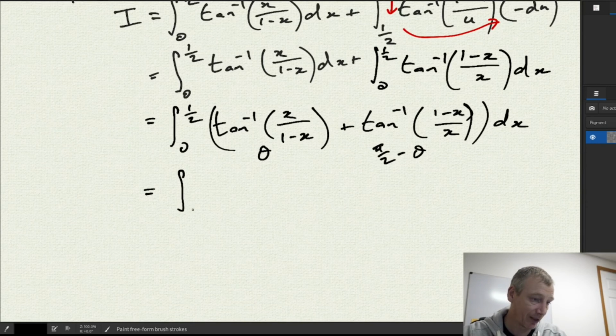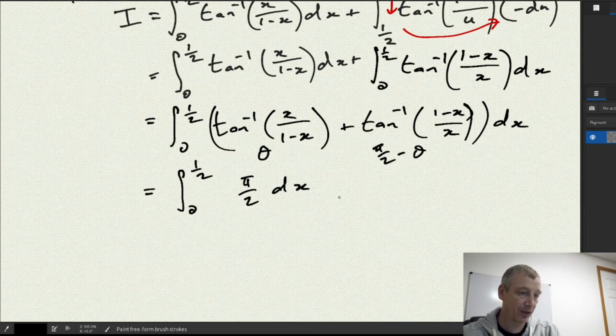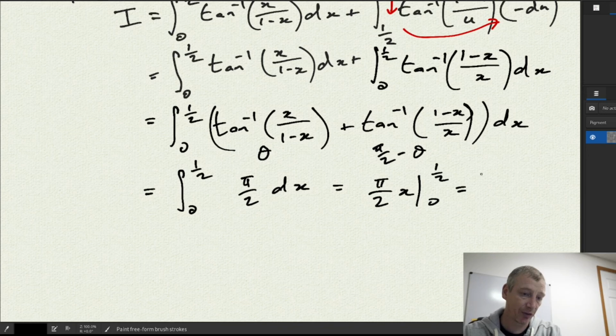So this ends up being the integral from 0 to a half of pi over 2 dx, which ends up being equal to pi over 2 x evaluated from 0 to 1/2, which equals 1/2 times pi over 2, which is pi over 4. And we are done.